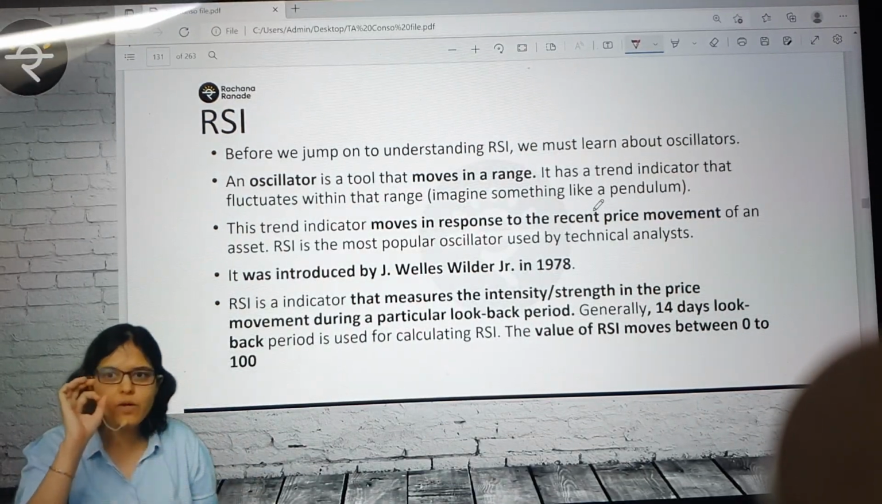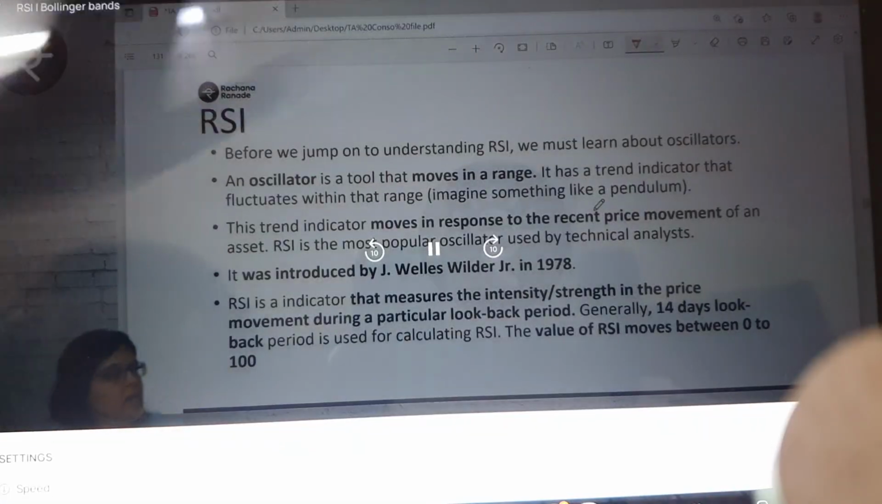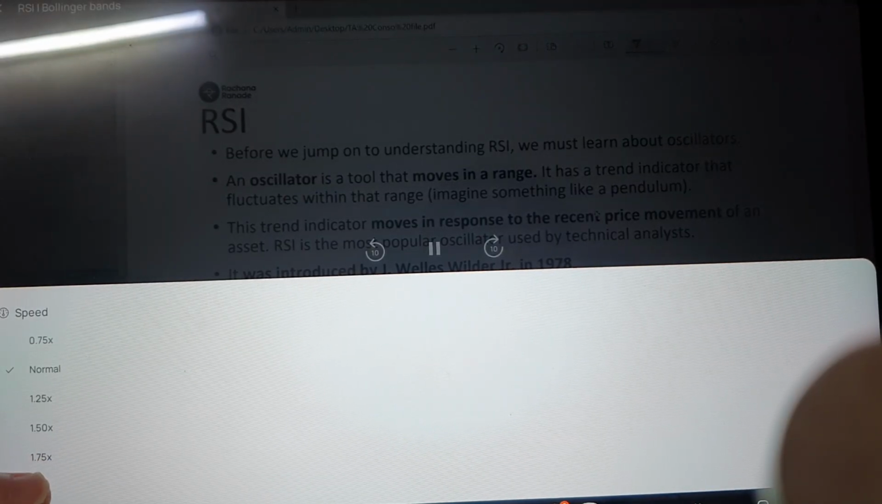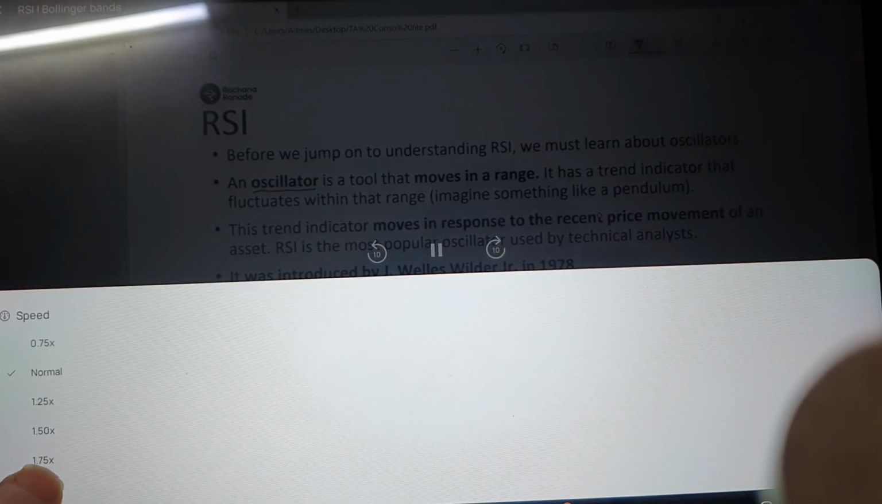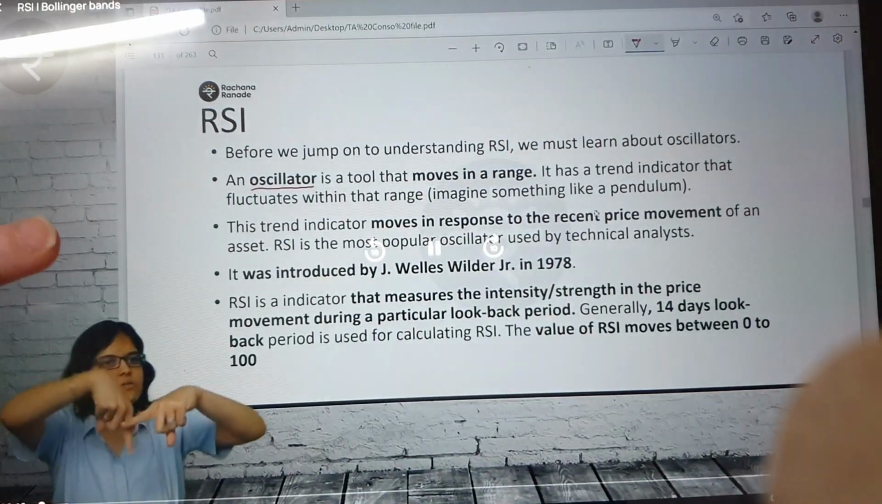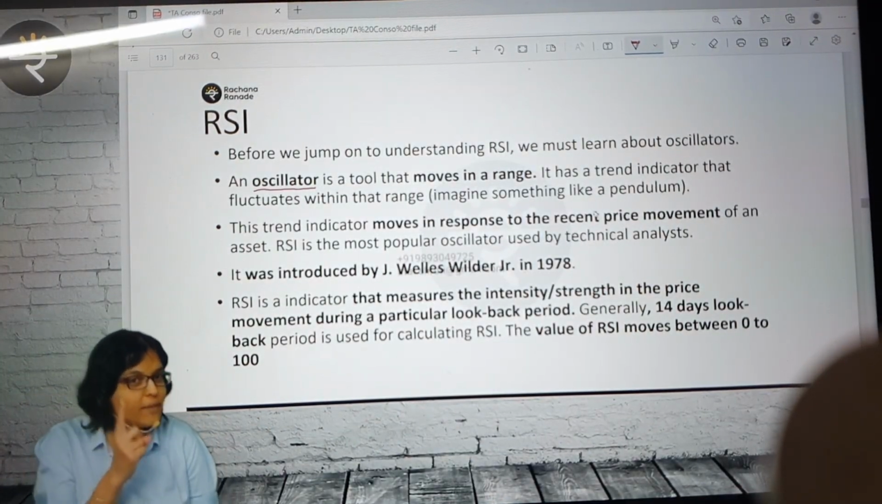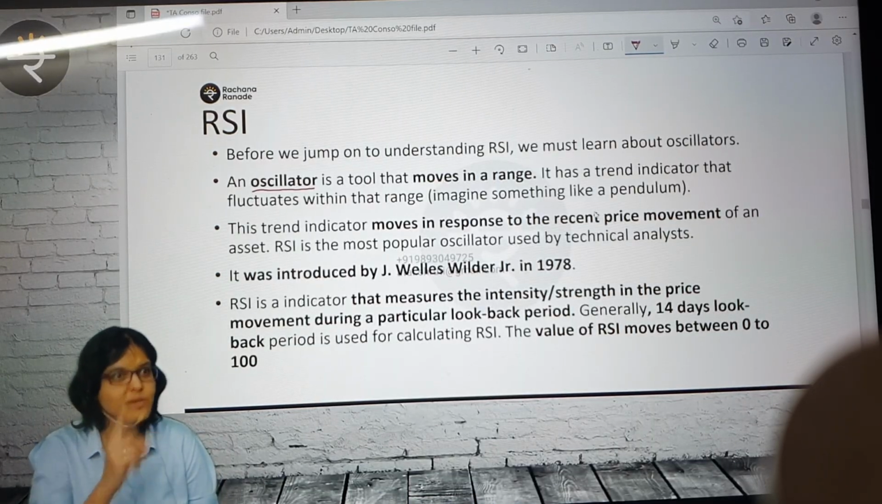Again, a very important, super important indicator. Why? This is an oscillator. Oscillator means like a pendulum, moves in a range. Okay? But RSI tells us the speed at which things are going to happen. Everyone pay attention. MACD will tell us the direction. RSI will tell us the speed.